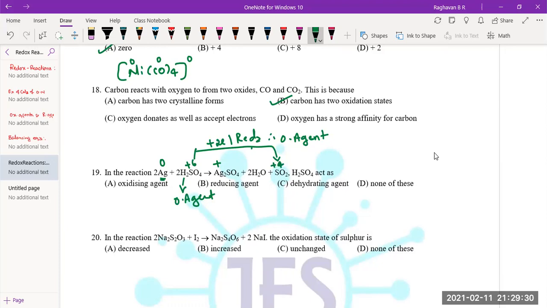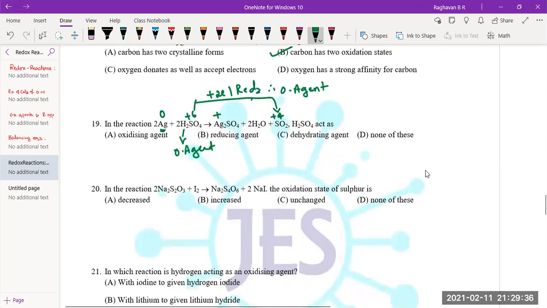Anything is correct. Okay. 20th, in this reaction, the oxidation state of sulfur.